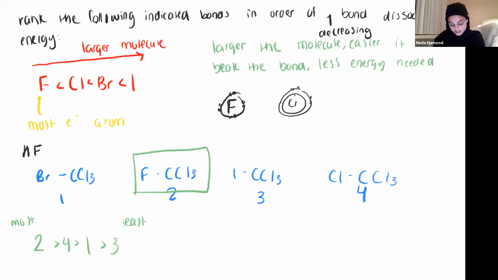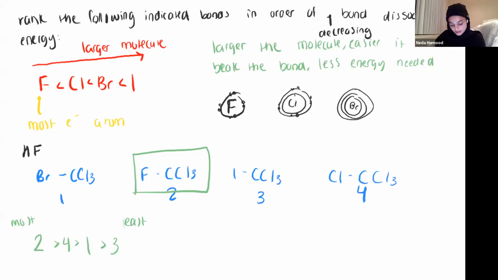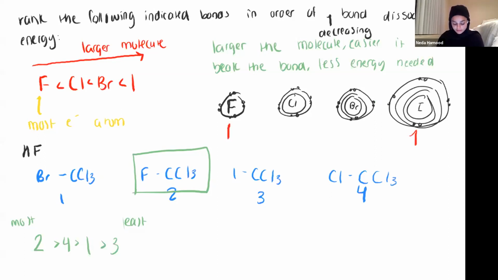Think of it like this. We know that our protons are in the center, and they're what are holding on to our electrons on the outside, right? So if you have something that's increasing in size, we're adding an extra orbital each time we go down. It's easier to take electrons from something like iodine than from something like fluorine.